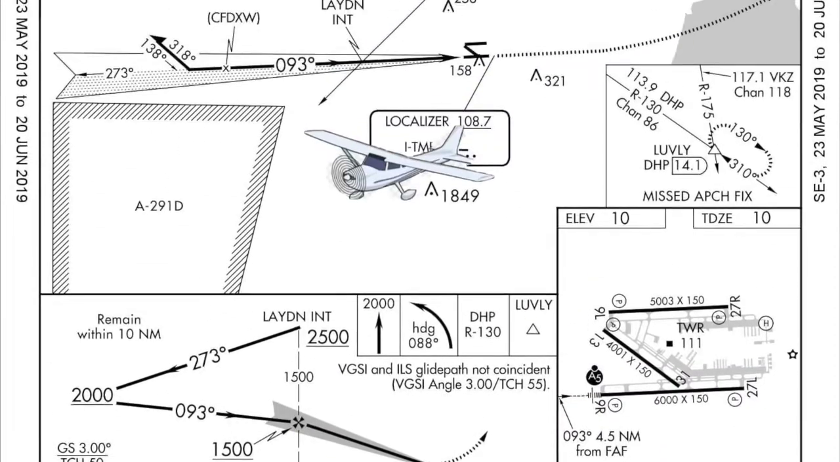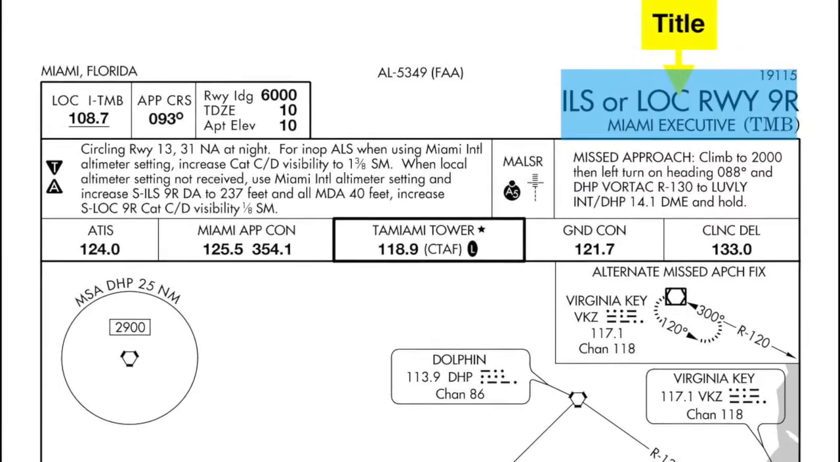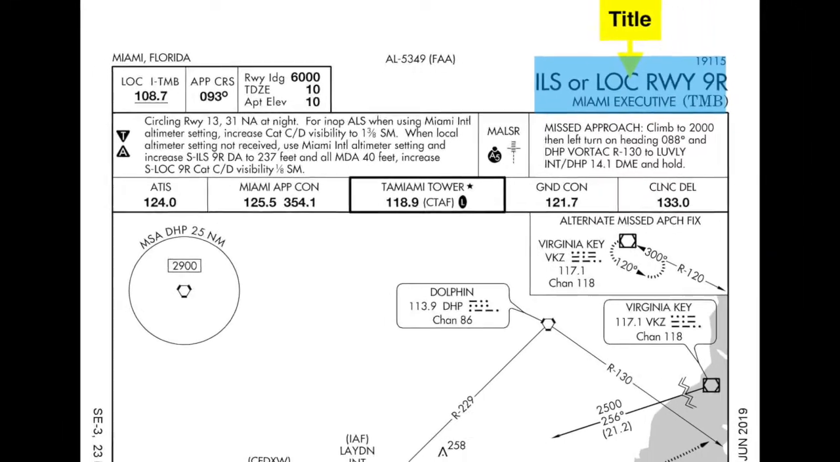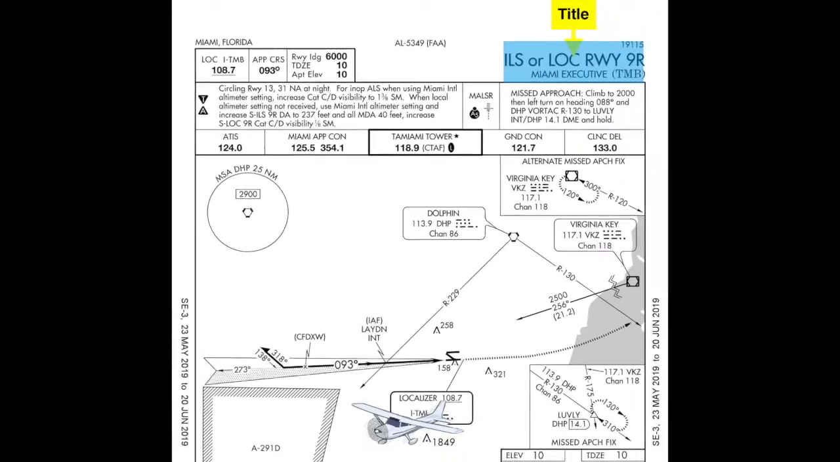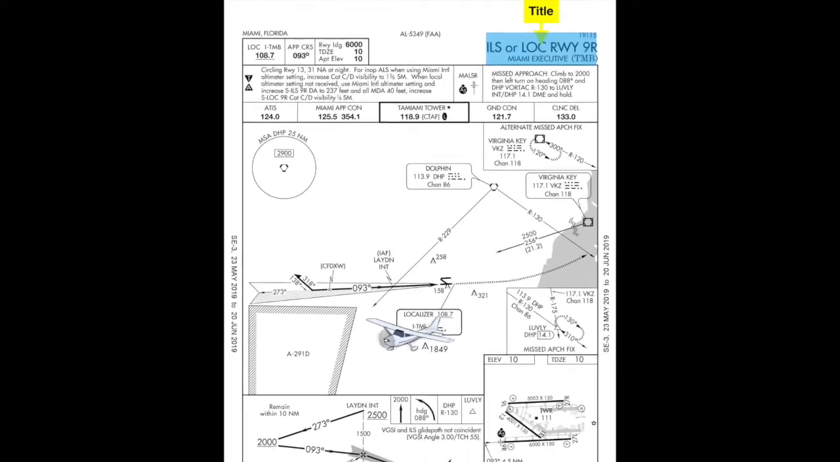So here we would start, today we're doing the ILS localizer for runway 9 right. It would either be one or the other. You should be doing either the ILS or the localizer. So today we're going to be doing the ILS for 9 right over at Miami Executive.